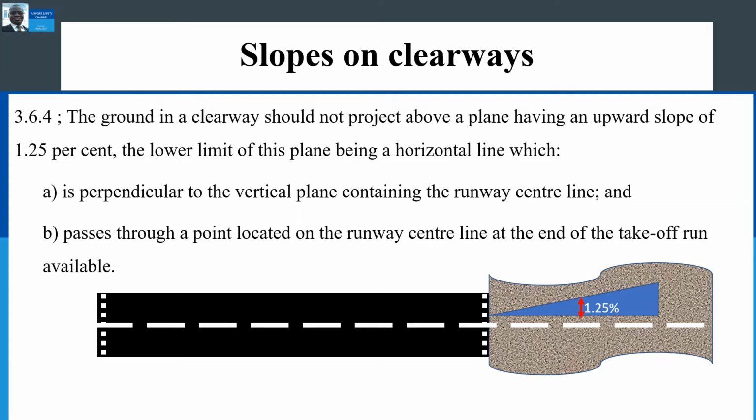Annex 14, Chapter 3, Section 6.4 says that the ground in a Clearway should not project above a plane having an upward slope of 1.25%. The lower limit of this plane being a horizontal line which is perpendicular to the vertical plane containing the runway center line and passes through a point located on the runway center line at each end of the takeoff run available. Now, let's speak in plain language.